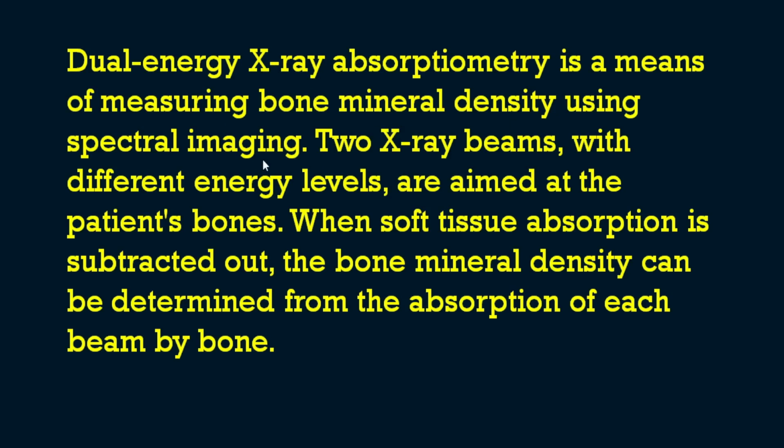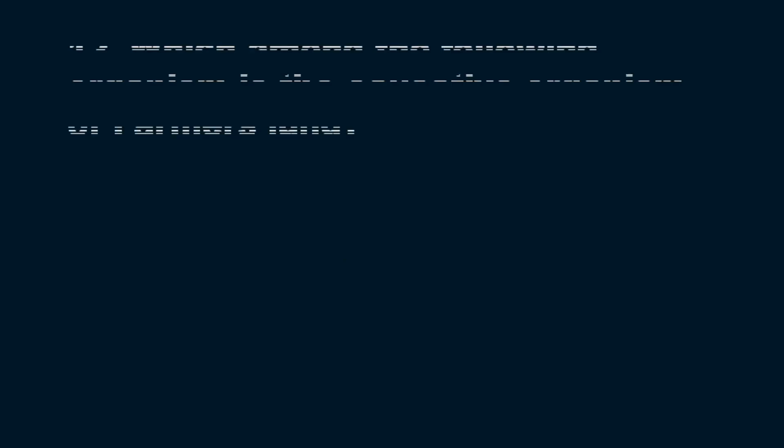Dual energy X-ray absorptiometry is a means of measuring bone mineral density using spectral imaging. Here they are using two X-ray beams with different energy levels, aimed at the patient's bone. When soft tissue absorption is subtracted out, the bone mineral density can be determined from the absorption of each beam by the bone. This is the mechanism by which osteoporosis can be diagnosed, by measuring the bone density through a method called dual energy X-ray absorptiometry, otherwise known as the DEXA scan. So that's all regarding the DEXA scan.